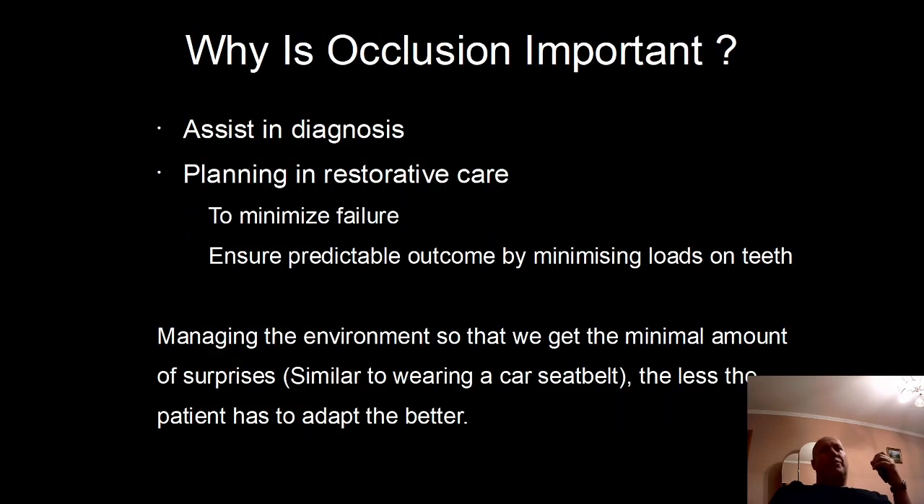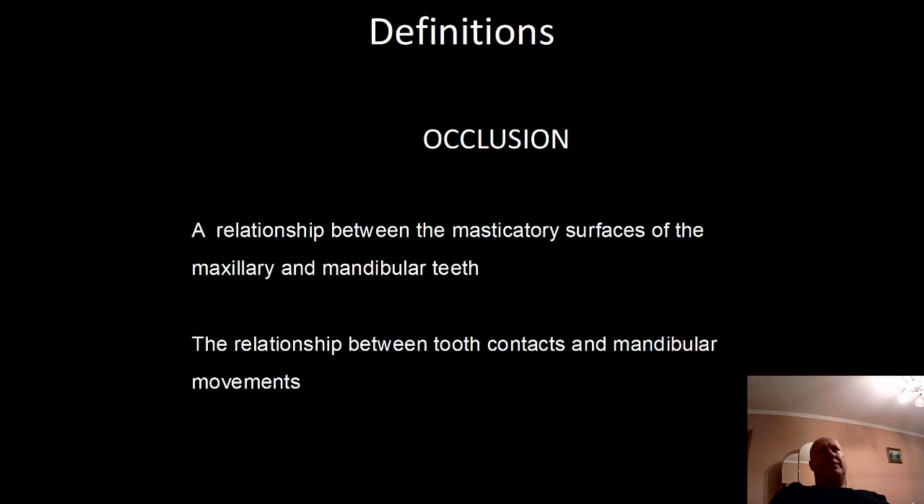Why is occlusion very important? Because it assists us in diagnosis and planning restorative care. We can minimize failure and ensure predictable outcomes by minimizing loads on teeth, managing the environment so that we get a minimal amount of surprises, similar to wearing a car seat belt. The less the patient has to adapt, the better.